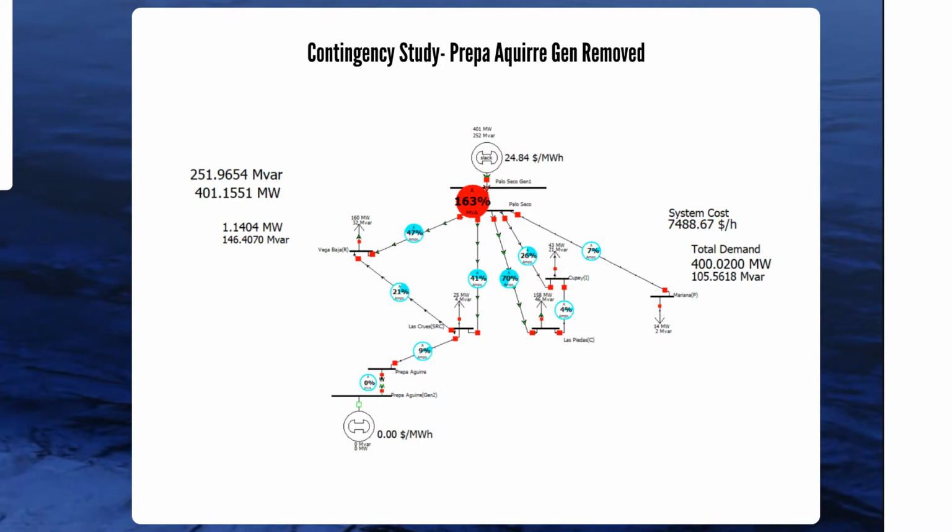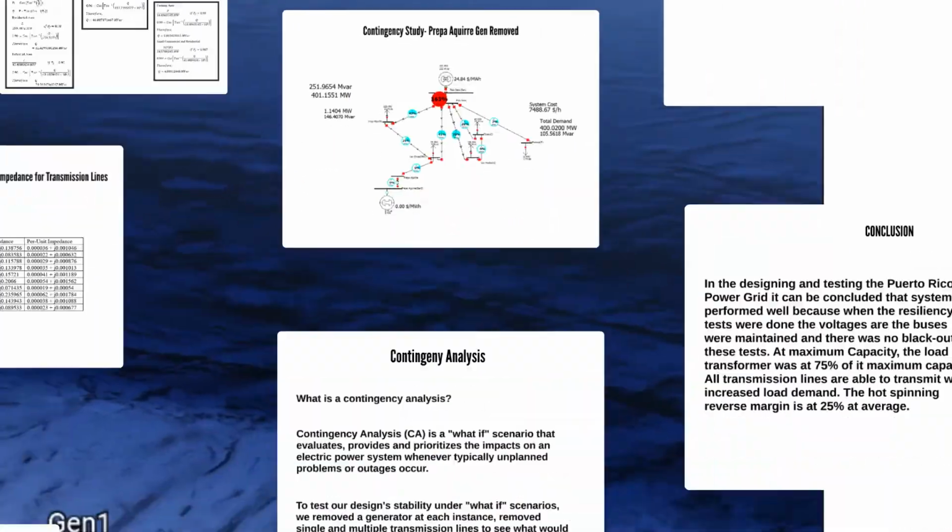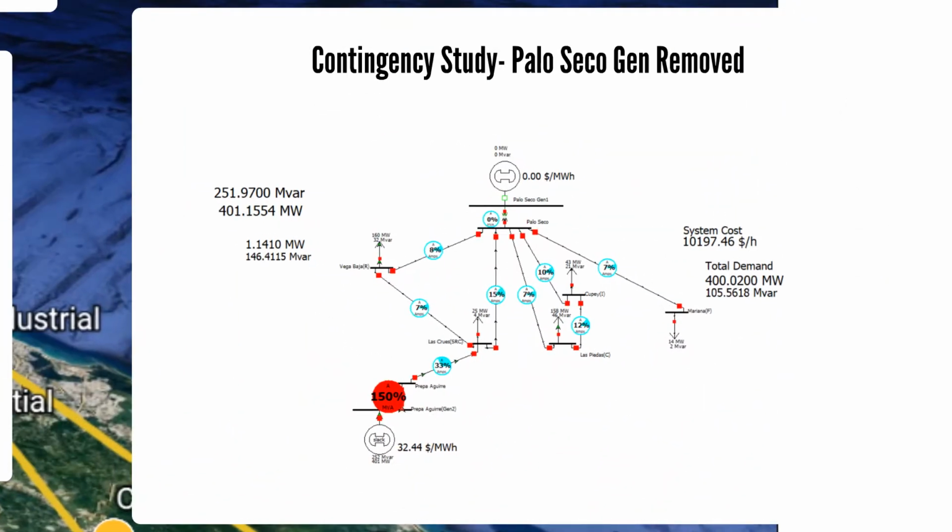In this scenario, the Prepa Aguirre generator was removed from the system. From our test, we observed that this resulted in an overload at the transformer at the Palo Seco generator, as it was then solely providing power to the system. A similar result occurred in the analysis of removing the Palo Seco generator, as the transformer at Prepa Aguirre also experienced a lesser overload, picking up the slack of the missing generator.